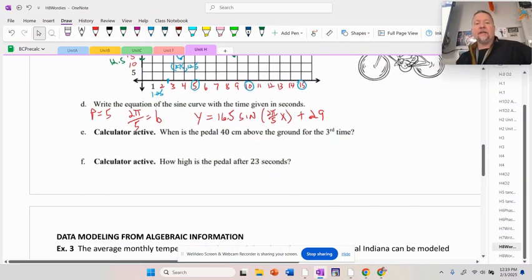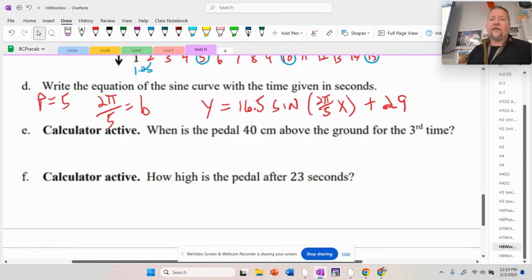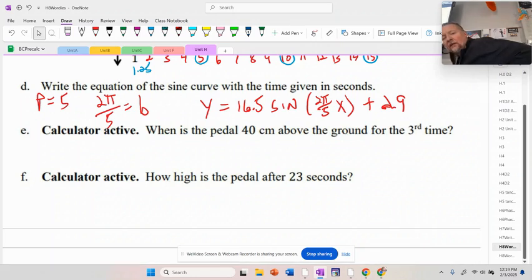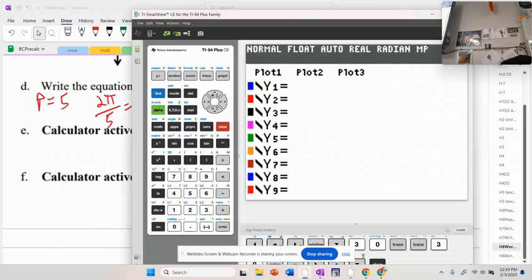Okay, and now calculator active. Let's go ahead and get the calculator out, because I think we could just plug those in, but then I wouldn't be able to do part E yet. We haven't solved the equations, so we're going to have to do it this way. I'm not going to cheat. I got it on.